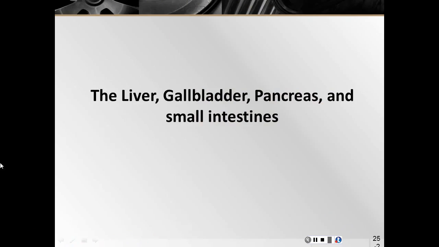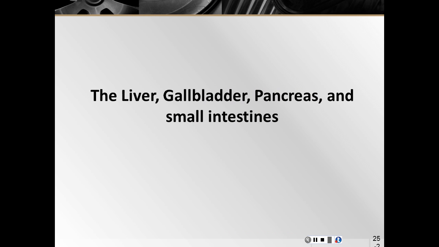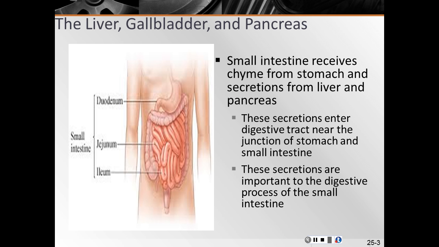We're going to continue with chapter 25 and go on to part 3 of part 4. So now we're going to look at the liver, the gallbladder, and the pancreas, which are our accessory organs, and then the small intestines. Okay, so we'll look at the liver. Oh, the small intestines. They're the ones that are going to receive the chyme.